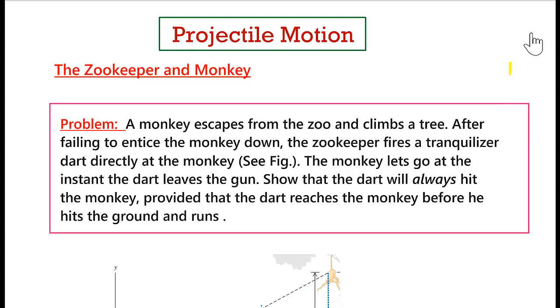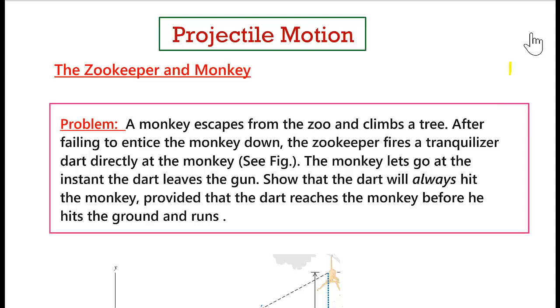Hello friends, in this video we will do a problem on projectile motion, and this is an interesting problem. In this problem we have two projectiles and these two projectiles are going to collide. So there are many problems of this type.